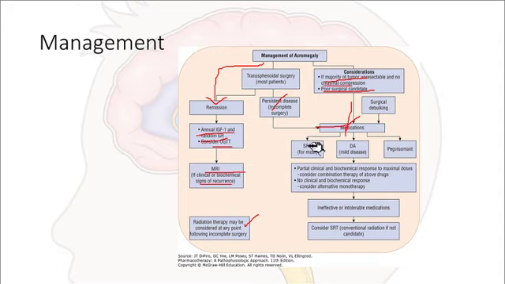And essentially, if there is only a partial clinical and biochemical response to maximal doses, you'll have to consider some kind of combination therapy. And if there is no clinical and biochemical response, you need to consider an alternative monotherapy. If the medication is ineffective or intolerable, you then need to consider the person for radiation.